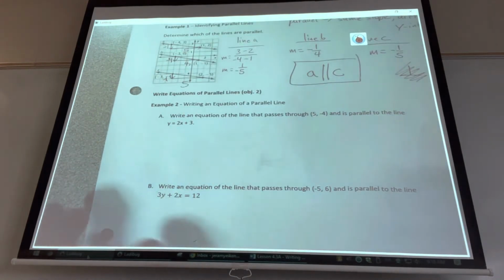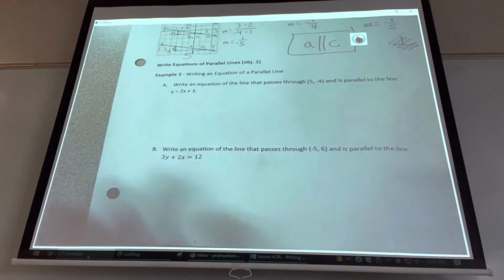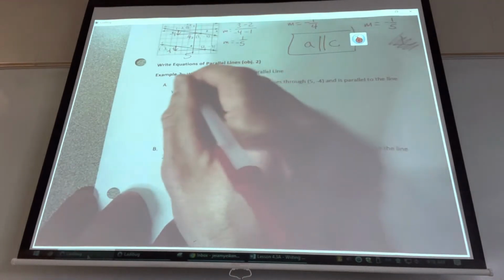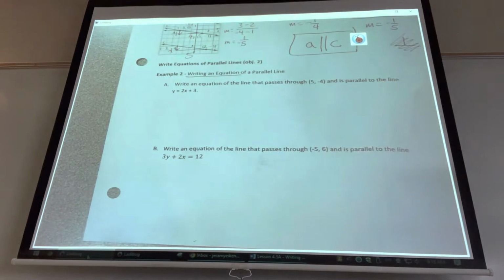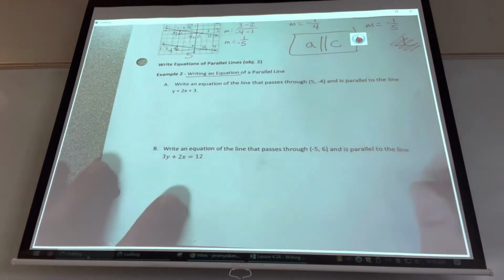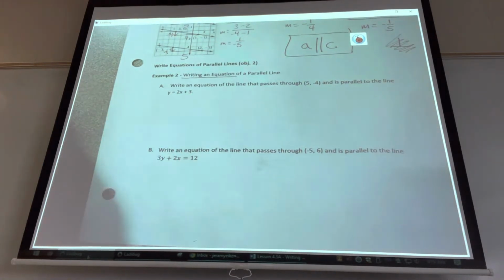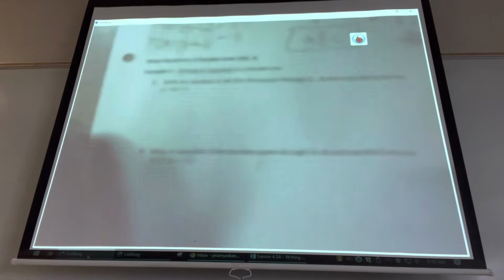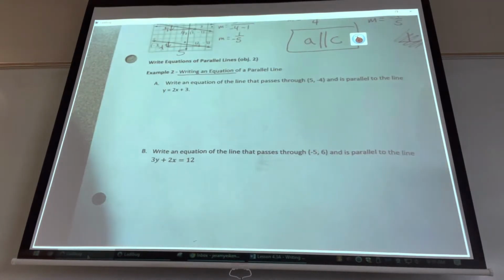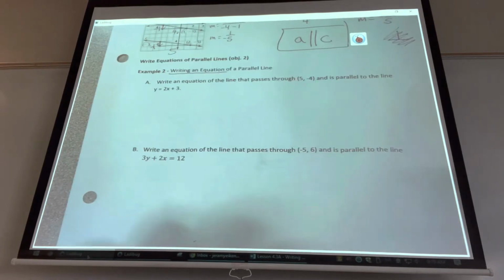Okay, so example 2 is we are switching to writing an equation of a parallel line. All right, so part A says write an equation of the line that passes through 5, -4 and is parallel to the line y equals 2x plus 3.